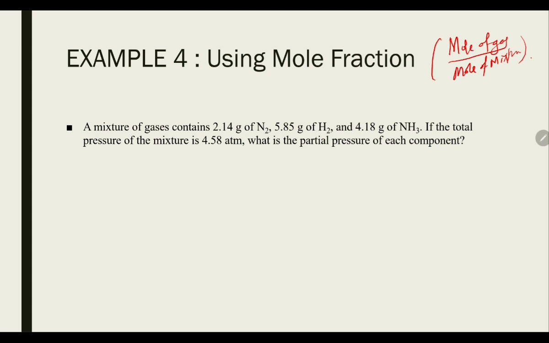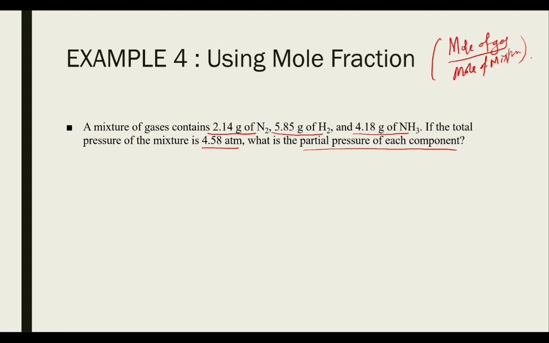Okay, so a mixture of gases containing 2.14 gram of nitrogen, 5.85 gram of hydrogen and 4.18 gram of ammonia. If the total pressure of the mixture is 4.58 atm, what is the partial pressure of each component? They just give you mass and total pressure. So you cannot use the ideal gas equation because they don't give you the temperature and volume. You also cannot use Boyle's law because there is no information about volume either.